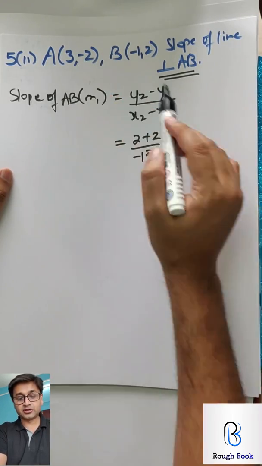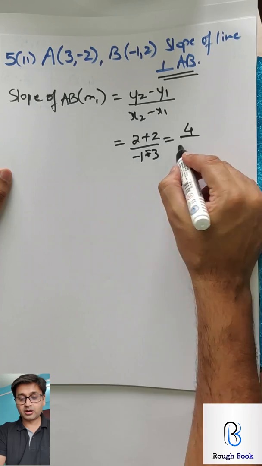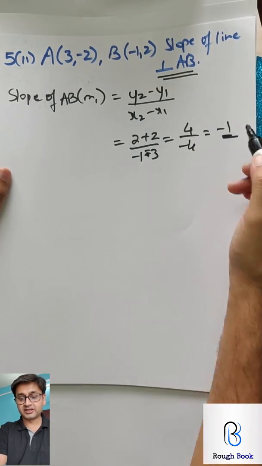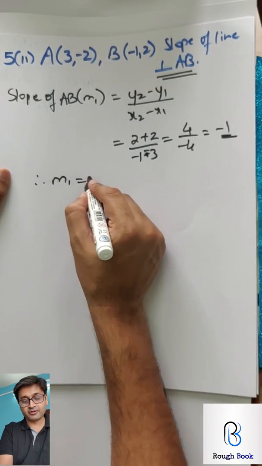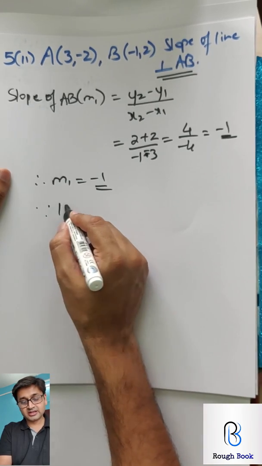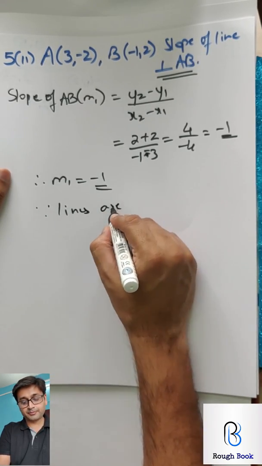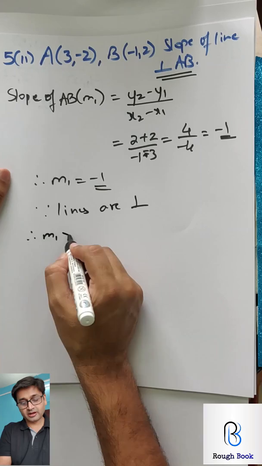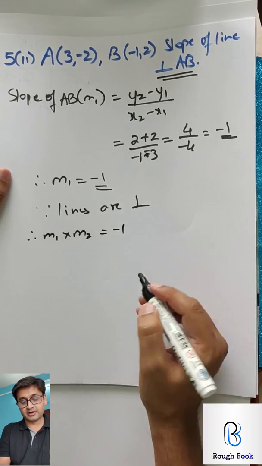2 plus 2 minus 1 minus 3, correct. So 4 by minus 4, so minus 1. So therefore M1 is minus 1. Since the lines are perpendicular, therefore M1 into M2 is minus 1.